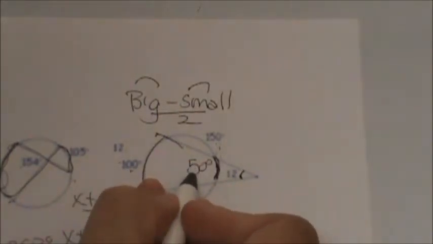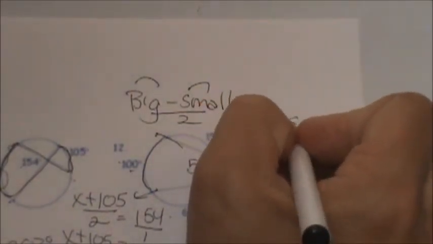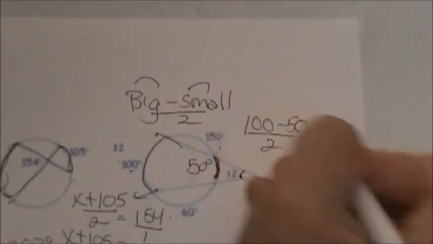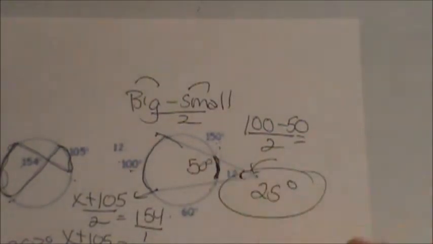Then I take big arc minus small arc divided by 2 is equal to the angle. So 100 minus 50 all divided by 2, that gives us 25 degrees. So angle 12 is 25 degrees.